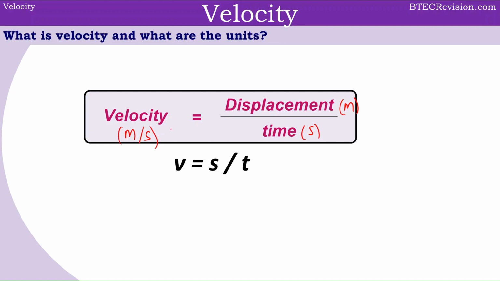We can also write the short form of velocity as v equals s divided by t, where v stands for velocity, s stands for displacement, and t stands for time.